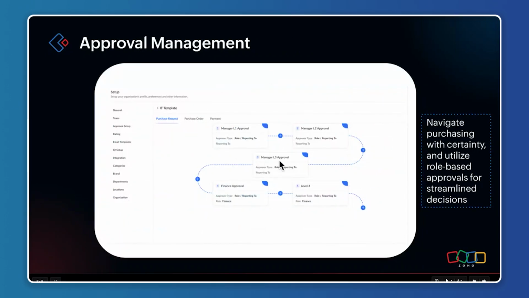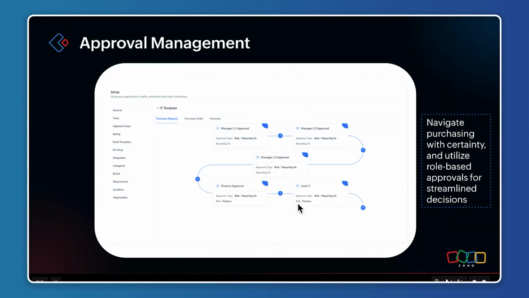So here you could see this is the UI that we have created. So this UI will navigate the purchasing with the certainty and utilize the role based approvals for the streamlined decision. So since the procurement process needs multiple or different levels of approval process, we have created a UI where we can get to see the complete flow of the approval process. So starting with the level 1, level 2, level 3, level 4, all these different types of approval can be viewed in a flowchart manner, right?